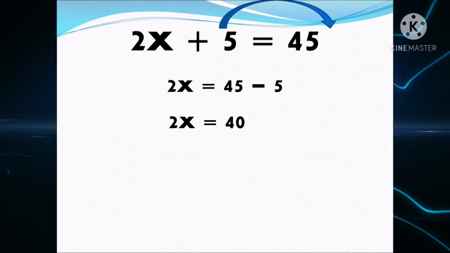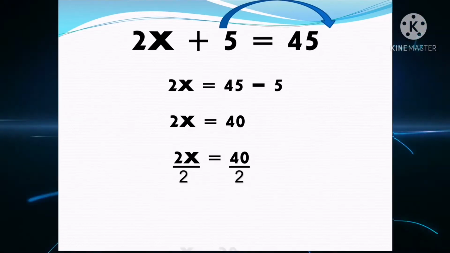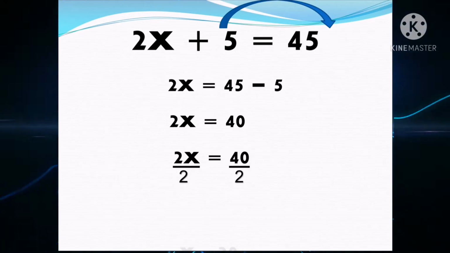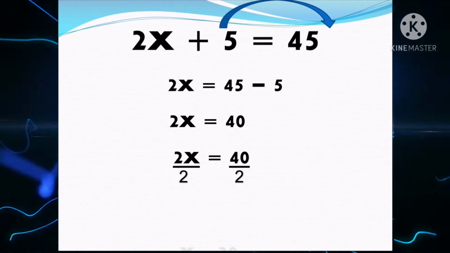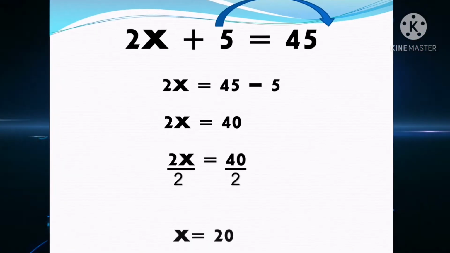As you can see, we still have 2 as the coefficient of x. In order for us to omit 2 as the coefficient of x, we have to divide both sides by 2. So we have 2x divided by 2 equals 40 divided by 2. 2x divided by 2 equals x, and 40 divided by 2 equals 20. So our value for x is equal to 20.